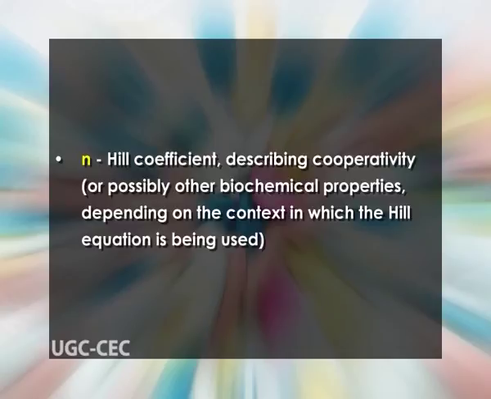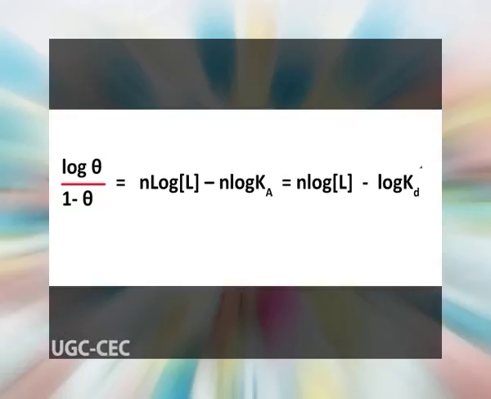Taking the reciprocal of both sides, rearranging, inverting again and then taking the logarithm on both sides of the equation leads to an alternative formulation of the Hill equation, which is represented as log of theta divided by (1 minus theta) is equal to n log L minus n log Ka, which is equal to n log L minus log Kd.